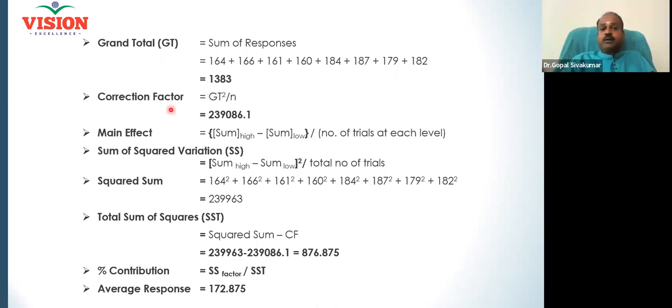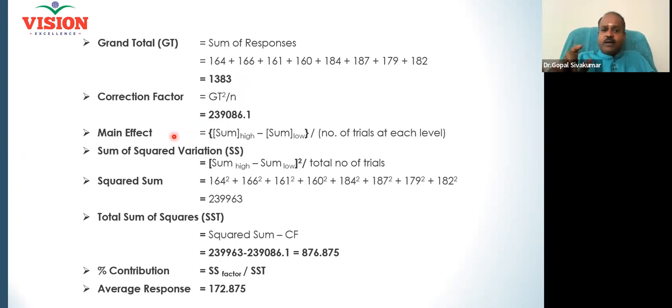Very good. Now you need to calculate something called correction factor. Correction factor is grand total square divided by the number of experiments. Number of experiments is 8. Grand total is here. Square it, divide by 8, you get the correction factor.